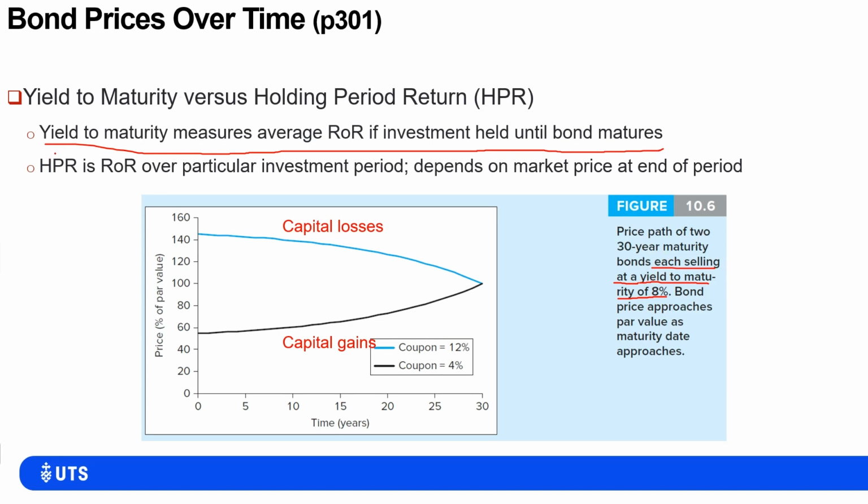And since we mentioned YTM, now let's try to distinguish it from holding period return. Holding period return is also a measure for return on revenue, but it's for a different duration. It's the return on revenue over a particular investment period. And the holding period return will depend on the market price of the bond at the end of the holding period.